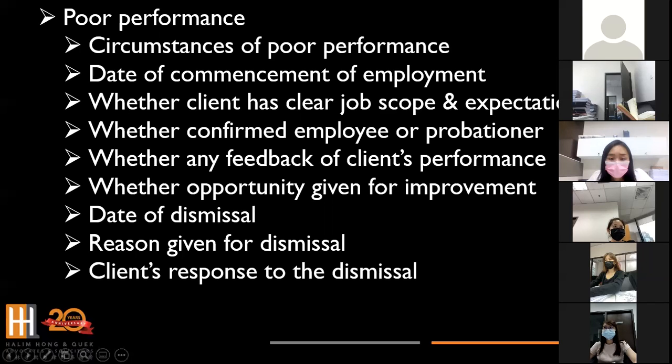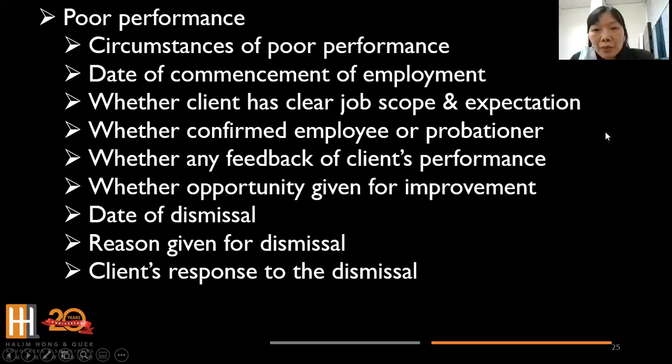Confirmed employee, back wages different from probationer. Whether there was any feedback on the client's performance before he was sacked, or whether he suddenly just received a notice of termination. Whether there was any opportunity given for improvement from the employer. This one is also very important. This one needs to be proved by the employer, that they have given opportunity.